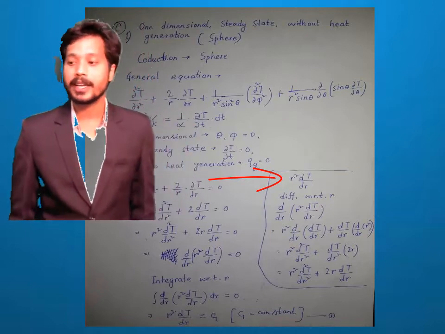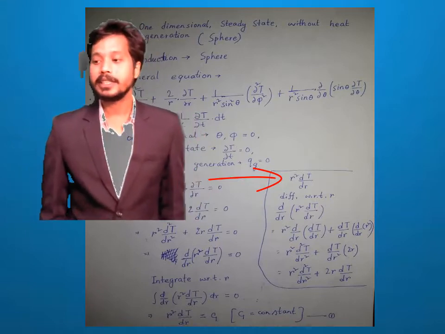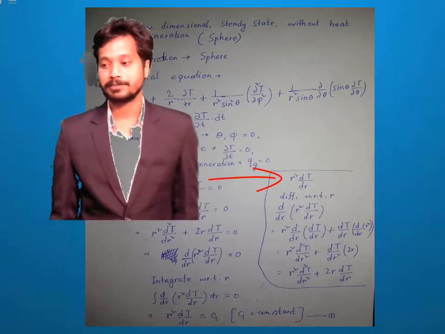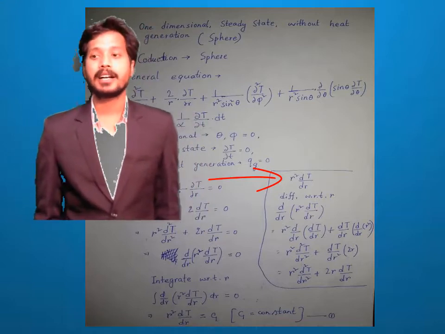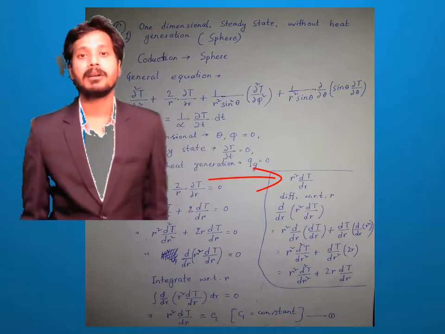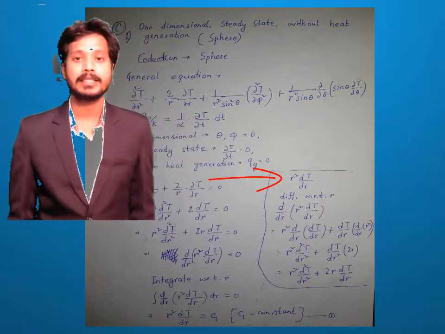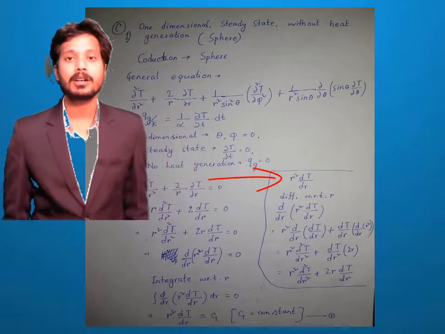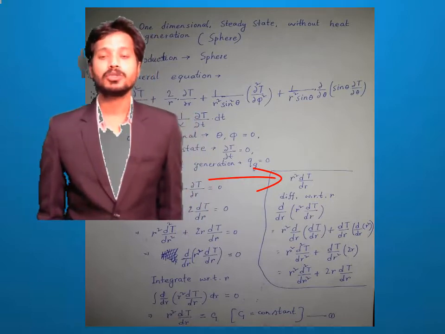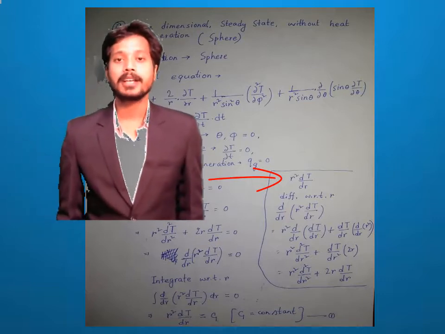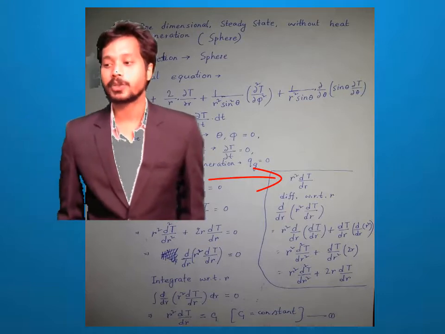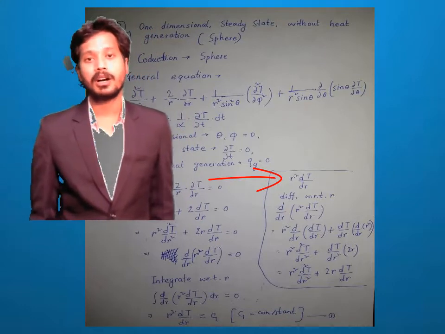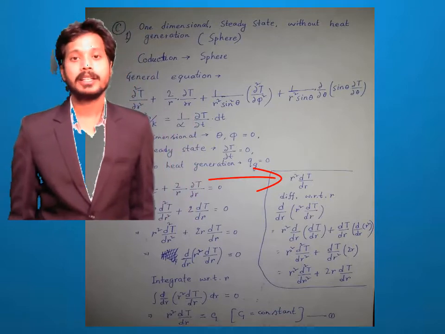Now here, in the same way, I can write r square into d/dr of dT/dr plus dT/dr into d/dr of r square. So in the next line we can write r square into d/dr of dT/dr, which means double derivative, so it becomes d2T by dr2, plus dT/dr multiplied with d/dr of r square. The formula for d/dx of x to the power n is n into x to the power n minus 1. So here r square will become 2r. Finally we get r square into d2T by dr2 plus 2r into dT/dr.